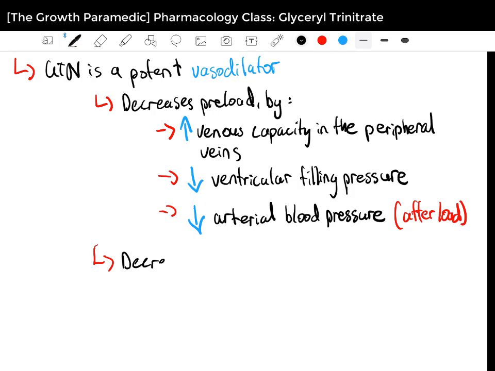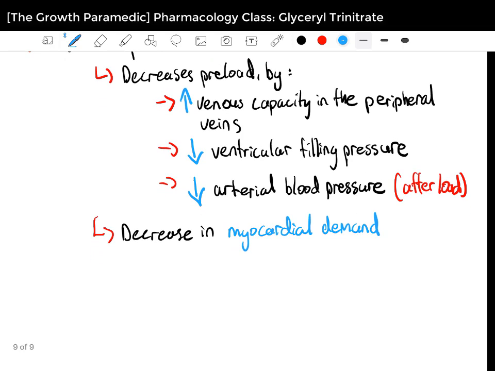So all these 3 things result in decrease in myocardial demand. So the actions of GTN in the preload cause decrease in myocardial demand, and that's what we want, especially with patients who have chest pain or who are going through STEMIs or myocardial ischemia. By decreasing that demand, you are benefiting the patient, and we'll kind of explain that in the next part.